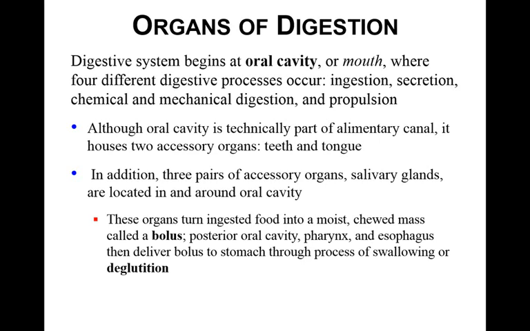So although technically the oral cavity is part of the alimentary canal, it does have accessory organs, the teeth and the tongue. It also has 3 pairs of accessory organs, the salivary glands, and they're located in and around that oral cavity. Those organs turn ingested food into a bolus. A bolus is a moist mass of chewed food. It goes to the posterior oral cavity, the pharynx, esophagus, and the esophagus delivers the bolus to the stomach. That process is done by swallowing or deglutition. Deglutition is the fancy word for swallowing.